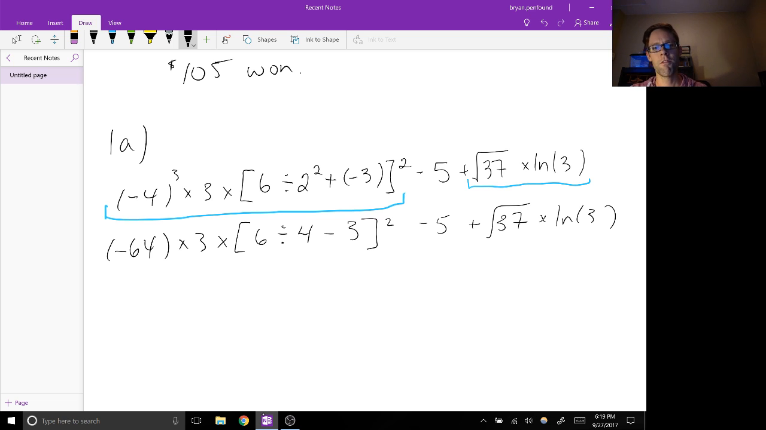So 6 divided by 4, what is that? Let's get that as a decimal. 6 divided by 4 is 1.5. And if we subtract 3 from that, this should give me a -1.5 squared here.